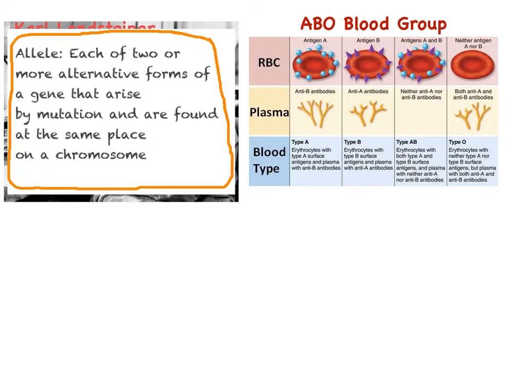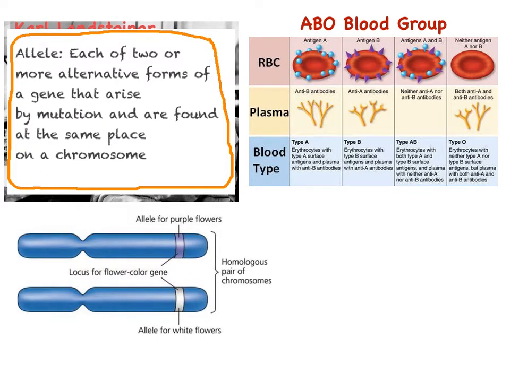Allele. What's an allele? Just briefly, I'll talk about it. The definition says each of two or more alternative forms of a gene that arise by mutation and are found at the same place on a chromosome. I can explain this by an example. An allele means a gene has different variations. Each variation is called an allele.